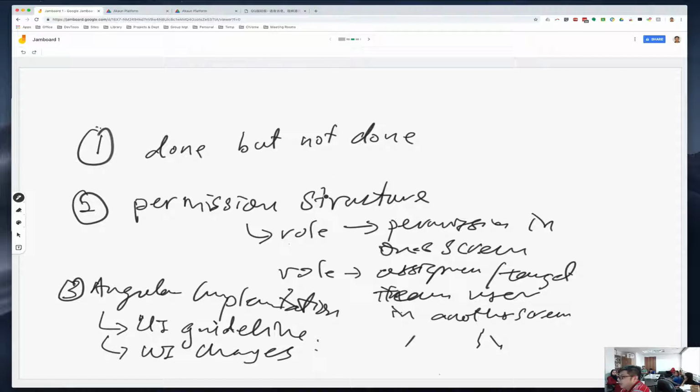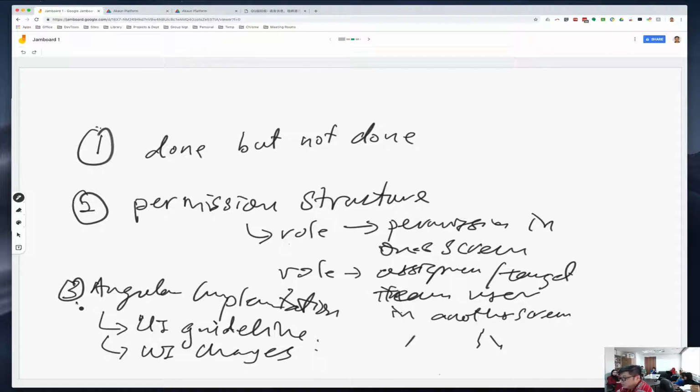Okay. The next thing that I want to discuss is to go back to the first slide. So we talk about the permission structure in one screen, or assigning the target team player in another screen. This is raised by Stephen, right? That means that it is a permission structure, the role to the permission link in one. Oh, this one is the review one. Okay, sorry. Just now we already discussed.